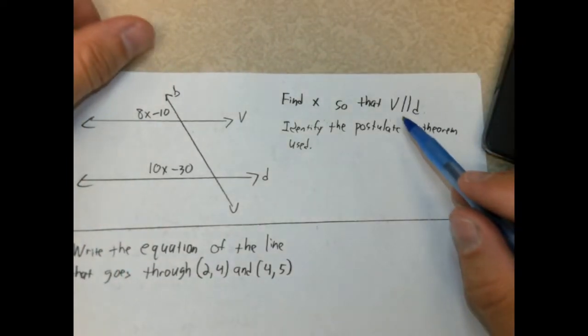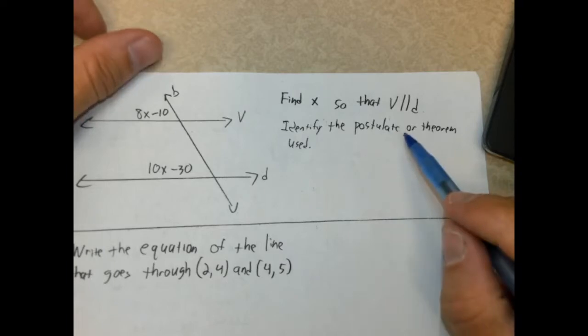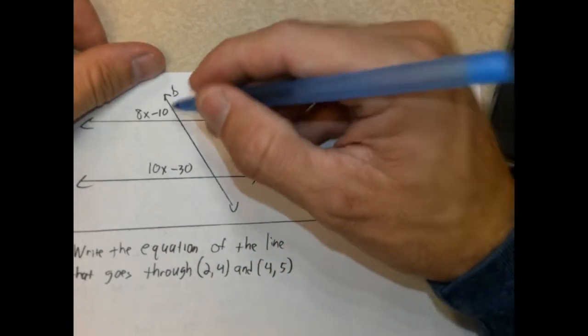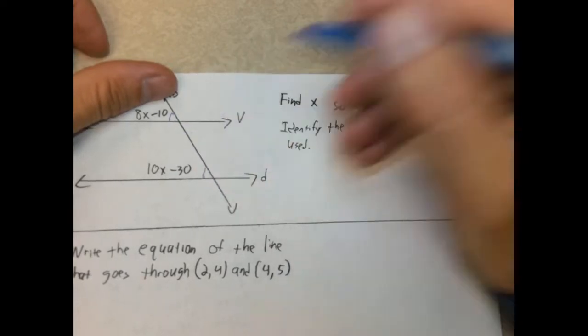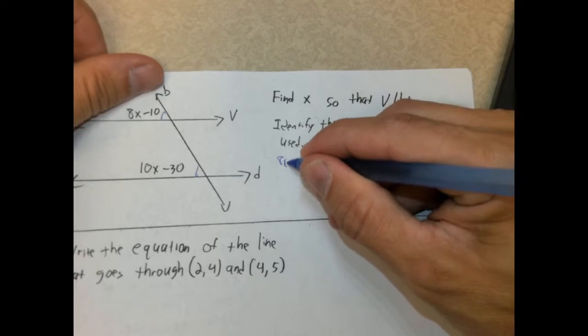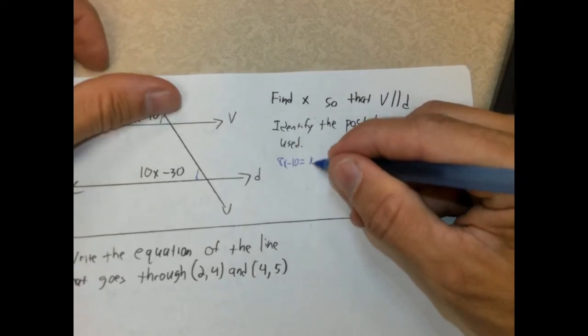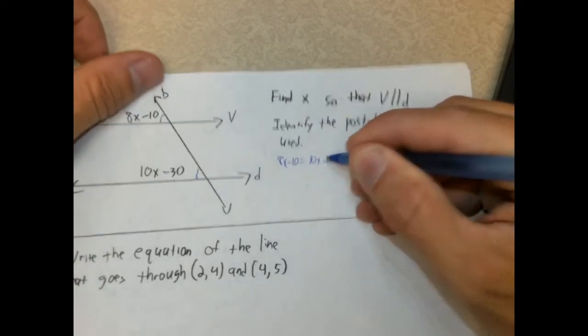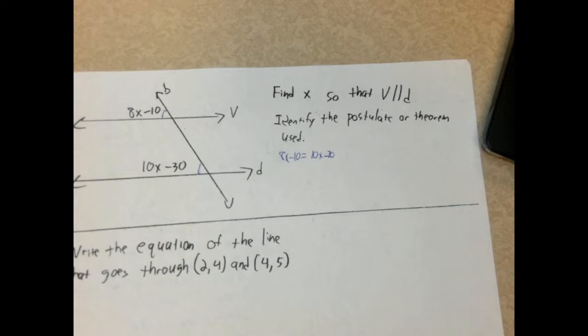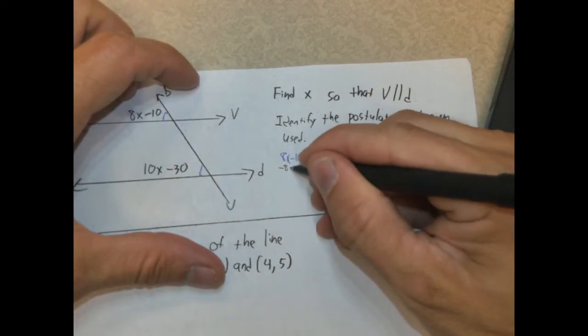Find x so that V is parallel to D. Identify the postulate or theorem used. All right, so these two angles, their relationship is going to be corresponding. So we're going to set them equal to each other. So 8x minus 10 is equal to 10x minus 30. So we're going to get the x's on the same side. So we're going to subtract 8x from both sides.